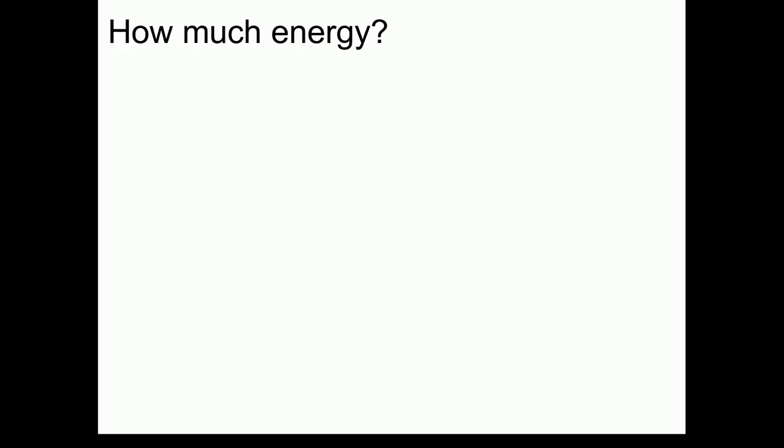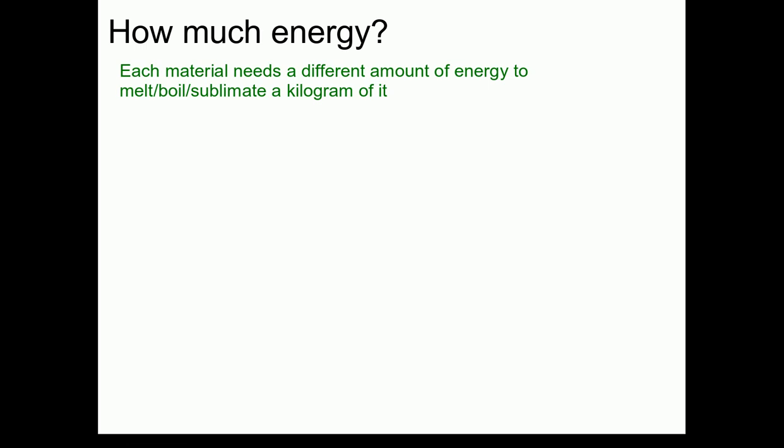So, how much energy does it take to melt or sublime or evaporate a material? Each material needs a different amount of energy to melt, boil, or sublime a kilogram of it. This amount of energy is based upon the chemical structure of the material. The amount of energy required to melt, boil, or sublimate a kilogram of the material is called its latent heat.